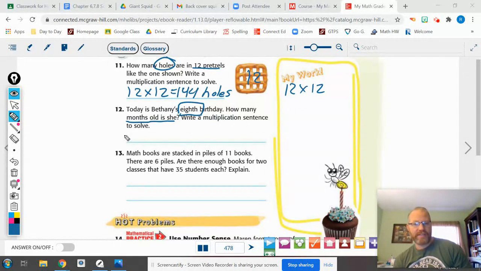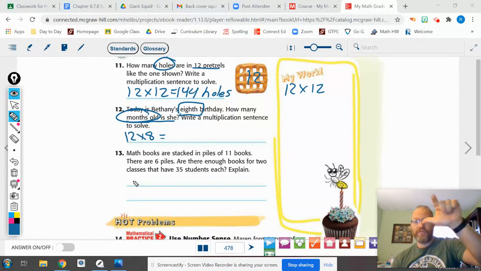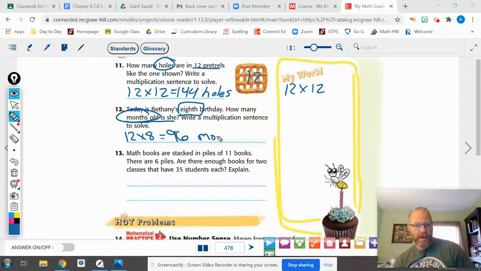Write a multiplication sentence to solve. 12 times 8. The question says how many months? So our answer has to be in months. So 12 times 8, 12, 24, 36, 48, 60, 72, 84, 96. 12 times 8 is 96. 96 months. Hopefully you got that correct. If not, check why you didn't.